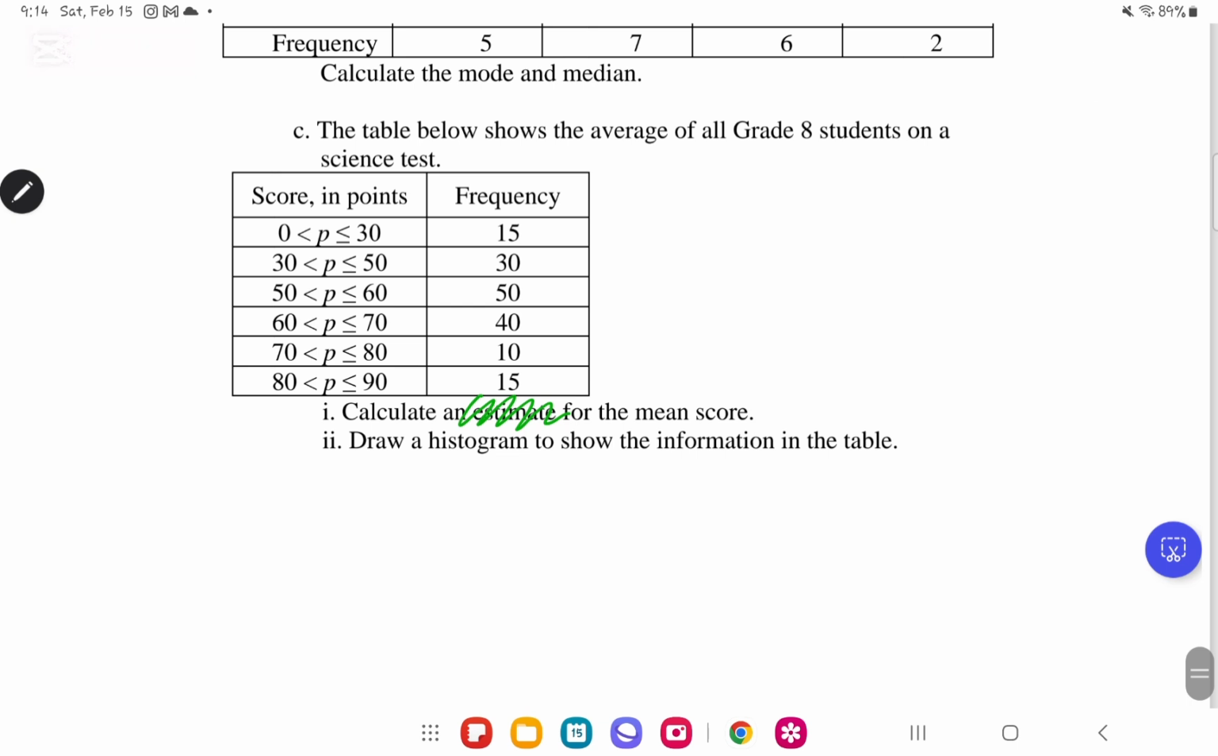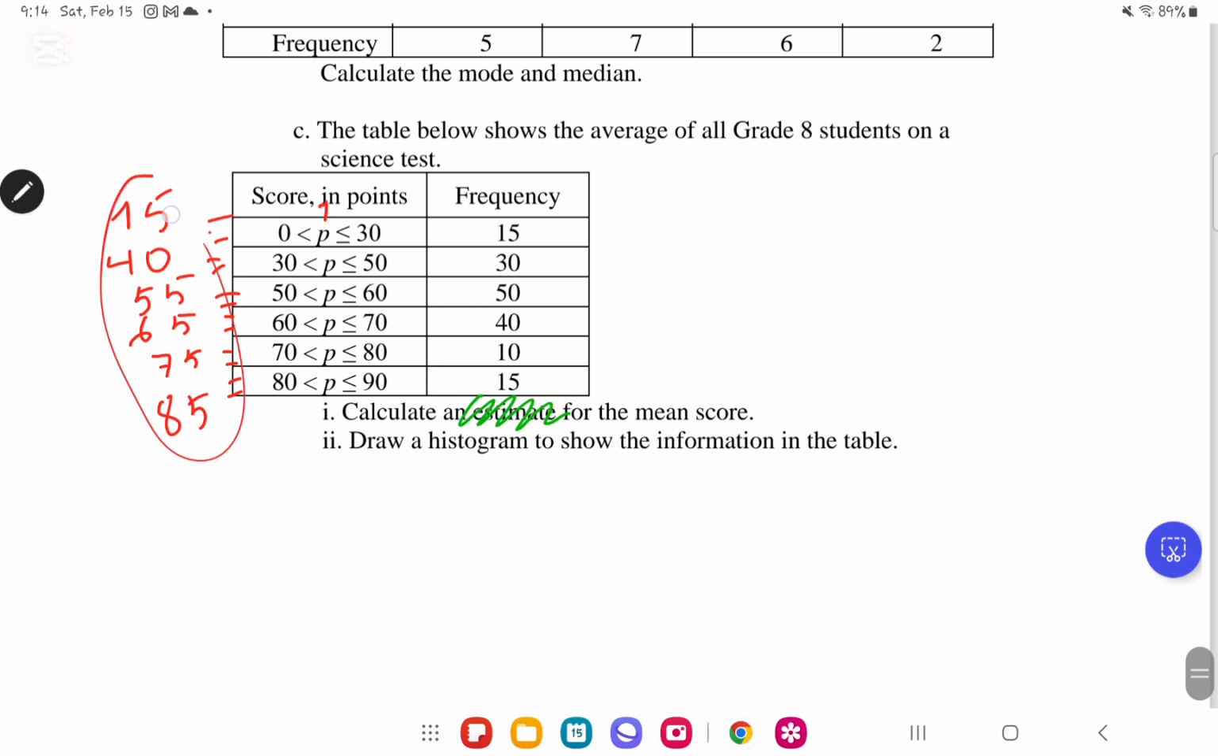So you're going to find the mid-interval. What you do is add these two together and divide by 2, and you will get the mid-interval. So 0 plus 30 divided by 2 is 15. 30 plus 50 divided by 2 is 40. 50 plus 60 divided by 2 is 55. 60 plus 70 divided by 2 is 65. 70 plus 80 divided by 2 is 75. And then 80 plus 90 divided by 2 is 85.